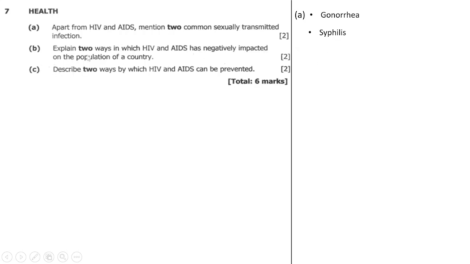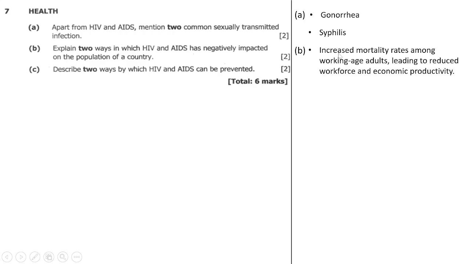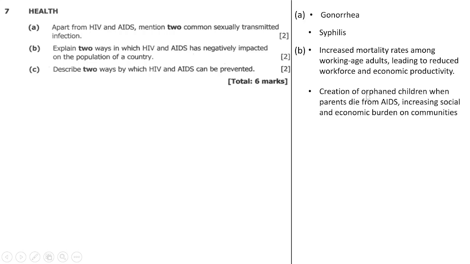Then B, explain 2 ways in which HIV and AIDS has negatively impacted the population of a country. We can say 1, it increases the mortality rates among working age adults, leading to reduced workforce and economic productivity. Another effect is the creation of orphaned children when parents die from AIDS, increasing social and economic burden on communities.